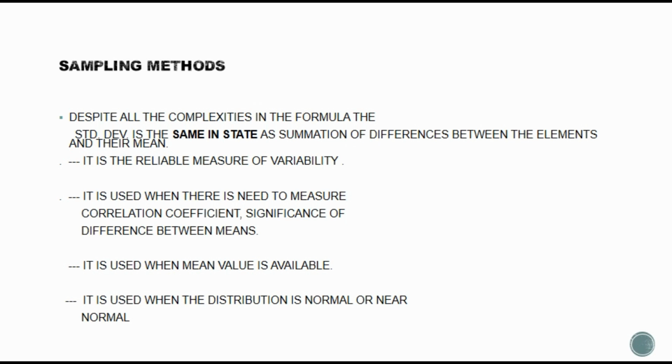It is a reliable measure of variability. It is used when there is a need to measure correlation coefficient, significance of difference between means. It is used when a mean value is available. It is used when the distribution is normal or near normal.